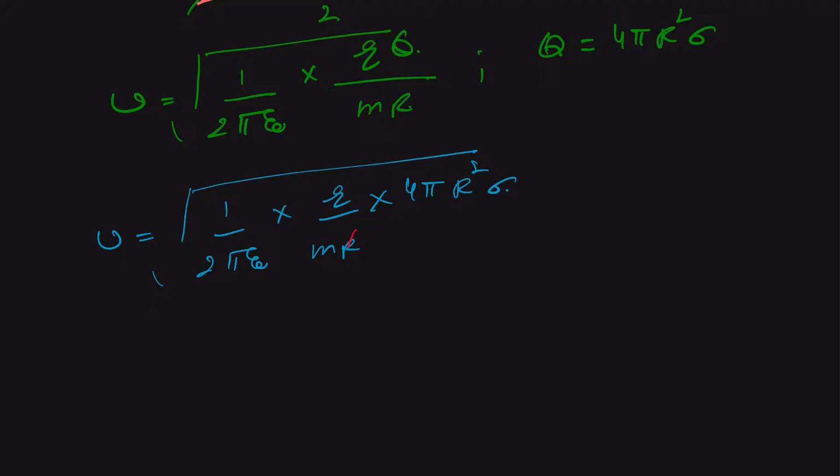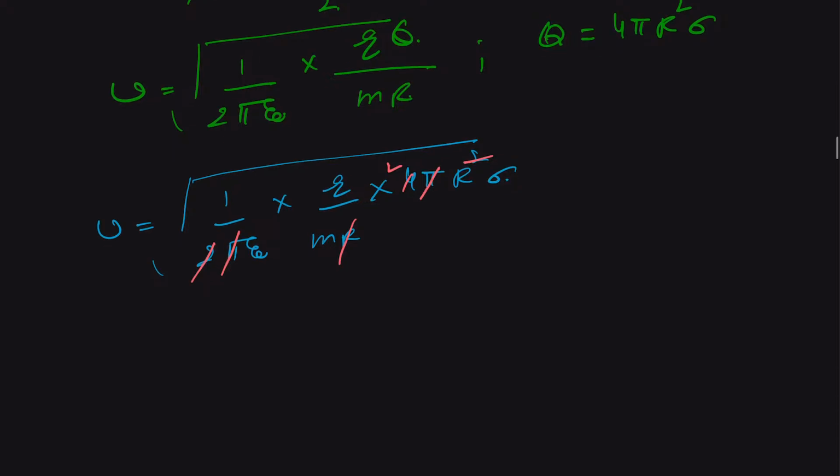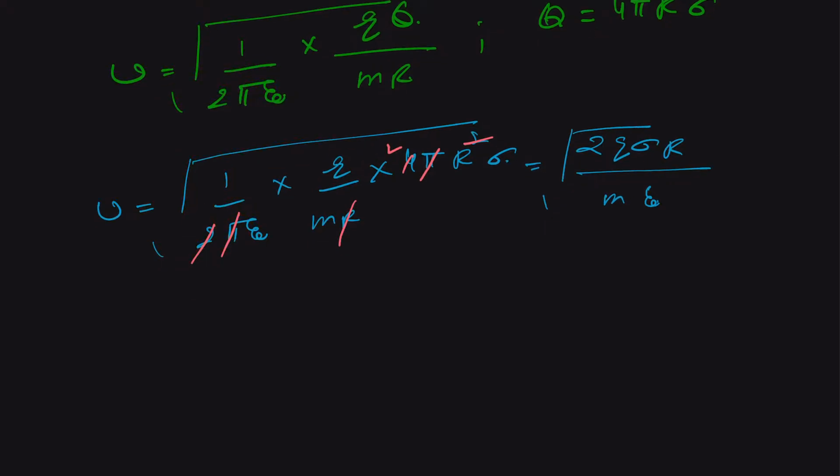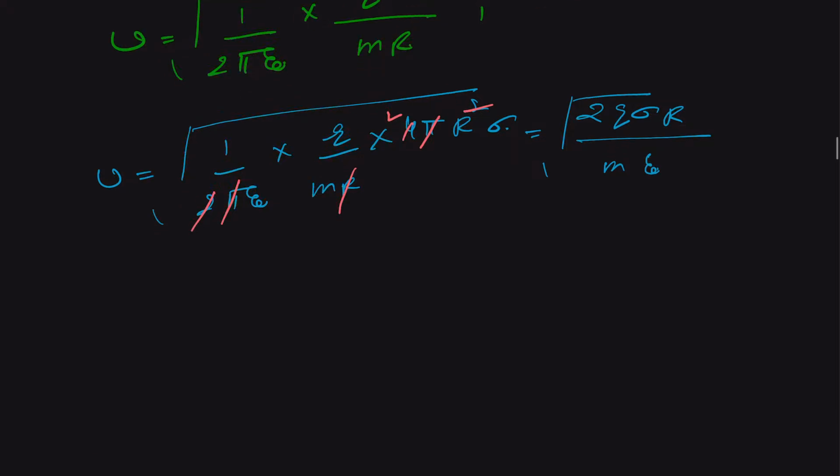And here this R goes by square, pi goes by pi, 4 goes by 2, and I think that will be all. So this will be coming as the square root of 2Q and charge density multiplied by R upon M epsilon naught. So this was the velocity at the center of this shell. Now we come to our two charged conical cones connected at the vertex.